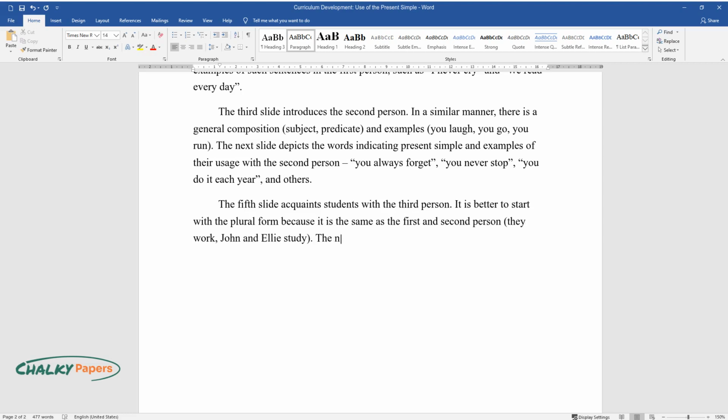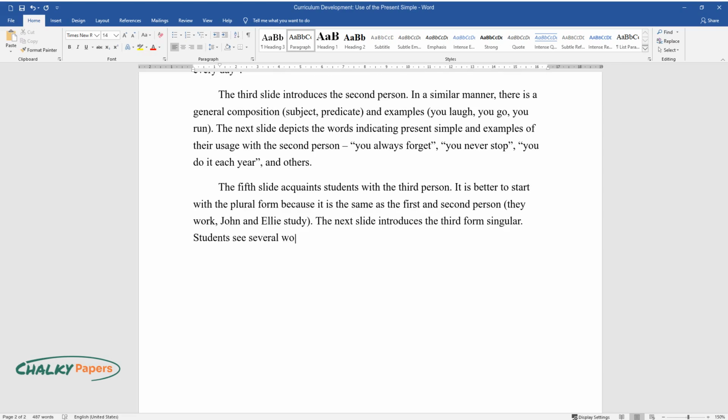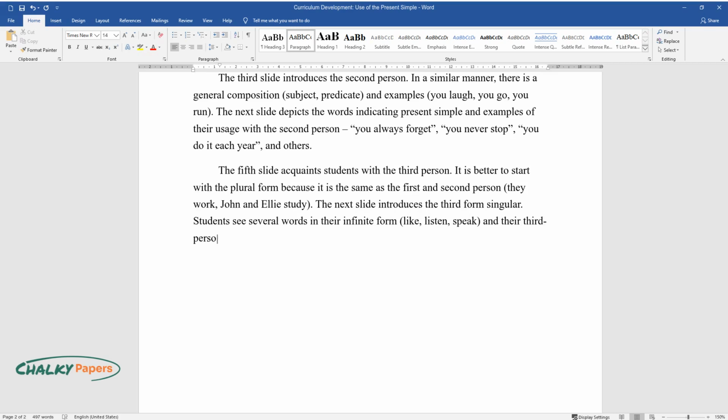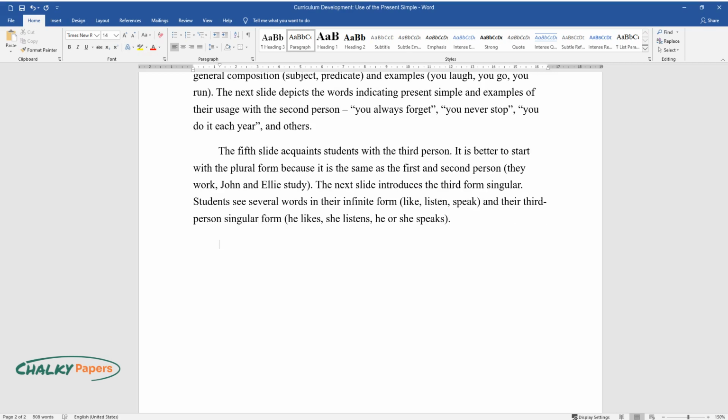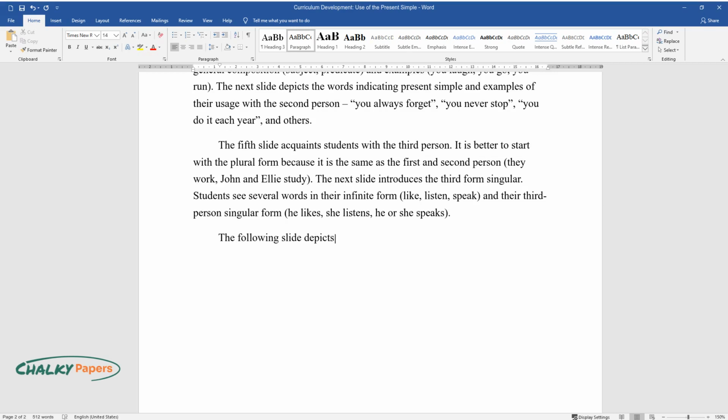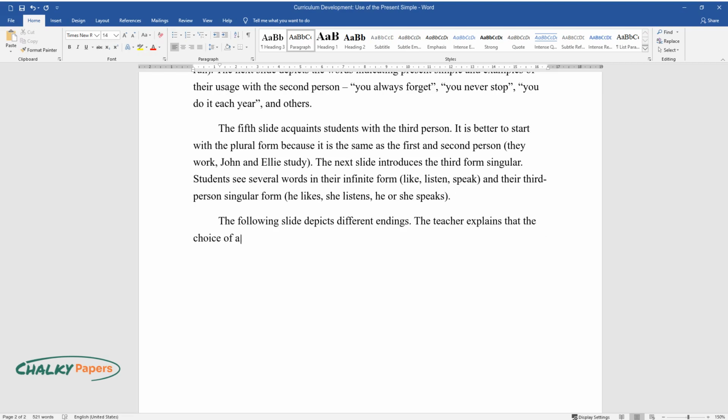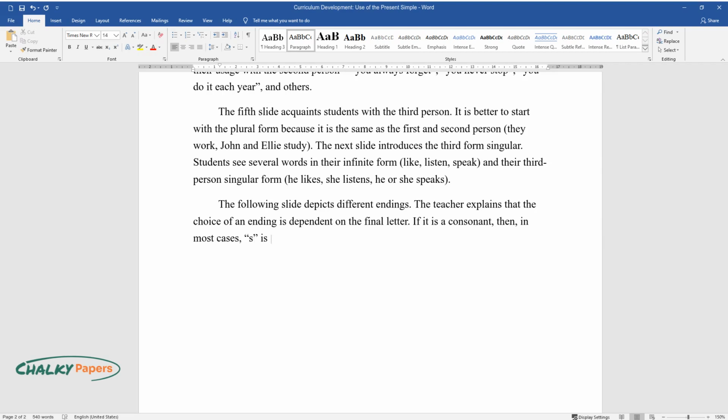The next slide introduces the third person singular. Students see several words in their infinitive form, like, listen, speak, in their third person singular form: he likes, she listens, he or she speaks. The following slide depicts different endings. The teacher explains that the choice of an ending is dependent on the final letter. If it is a consonant, then, in most cases, s is added: read, reads.